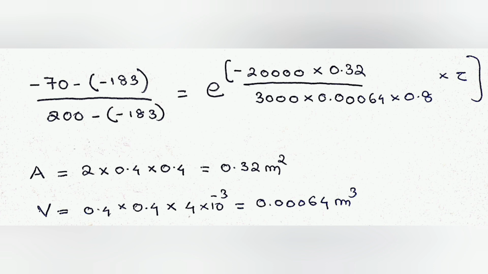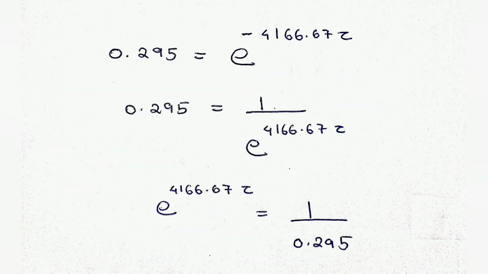Volume is base area into height. Area we know is 0.4 into 0.4, and thickness is given as 4 mm, that will be 4 into 10 to the power minus 3 meter. Therefore the volume is 0.0064 meter cube. By substituting into the equation, e raised to minus 20,000 into 0.32 divided by 3,000 into 0.0064 into Cp, given as 0.8, into tau. And now minus 70 minus minus 183 divided by 200 minus minus 183 is 0.295.